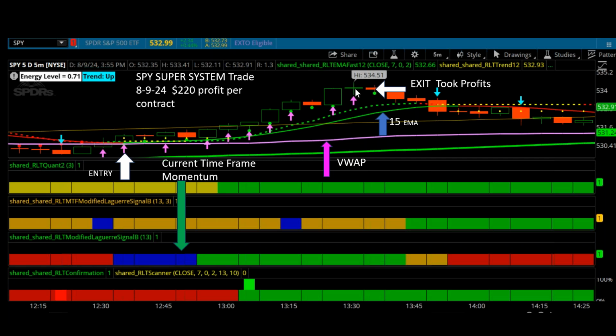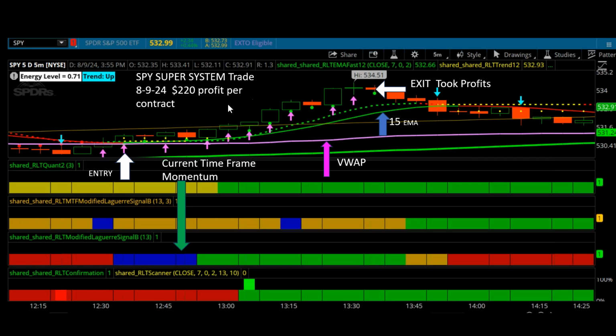All right. So the momentum is very, very strong coming up to this. These little green dots tell you that the momentum is at max, and then I start to lose that. And so this is where I get out of the trade right here on this little bitty red candle. Took the exit, and we were in that for, maybe 50 minutes or something. $220 profit per contract on the SPY super system here.